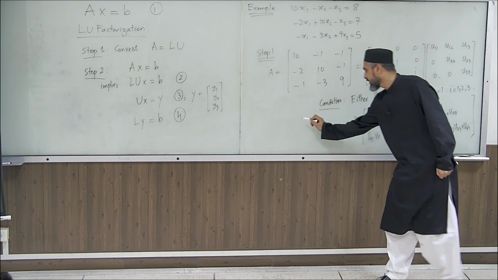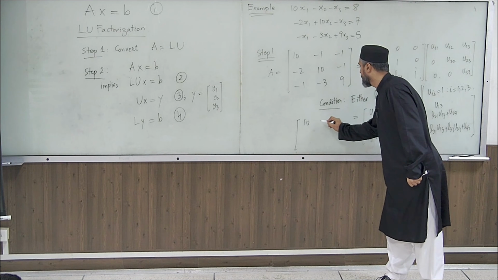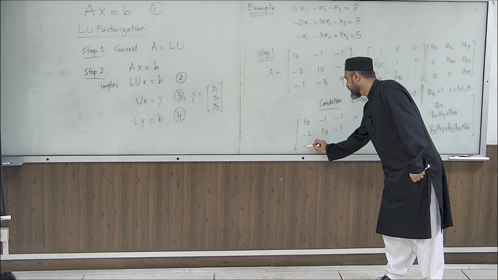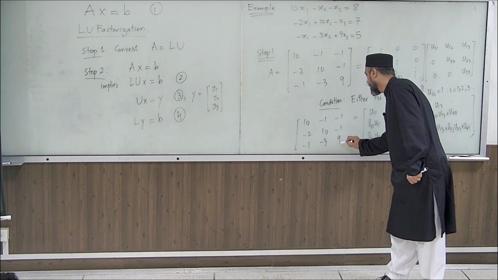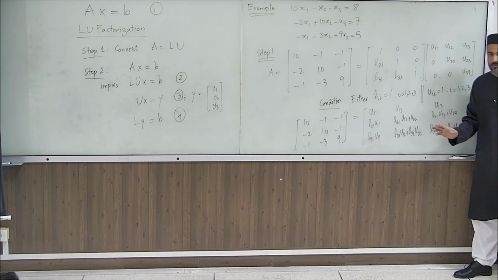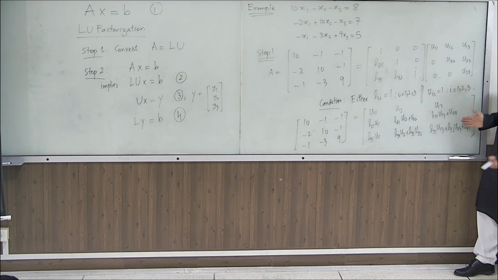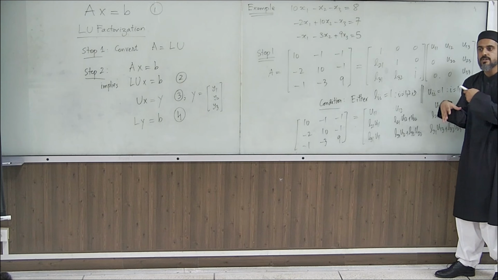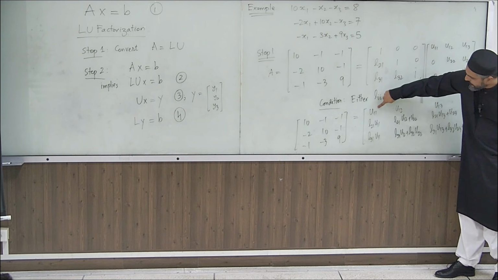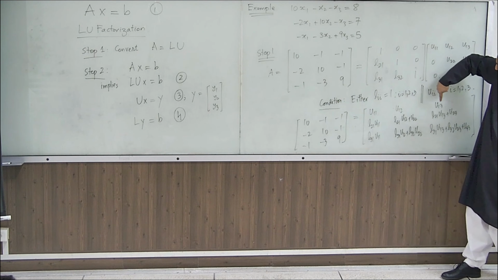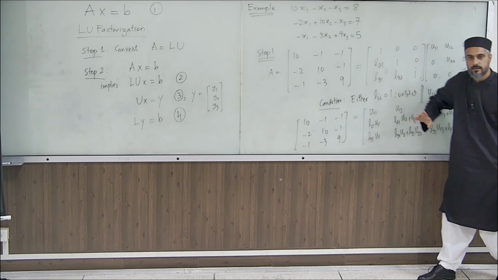And on the right hand side, we have this matrix A, which is 10, minus 1, minus 1, minus 2, 10, and minus 1. If you have any confusion, it's just matrix multiplication, nothing else. You see a 3 cross 3 matrix on the right hand side and a 3 cross 3 matrix on the left hand side. If they are equal, each entry will be equal. So what is the value of U11? 10. What is the value of U12? Minus 1. What is the value of U13? Minus 1.